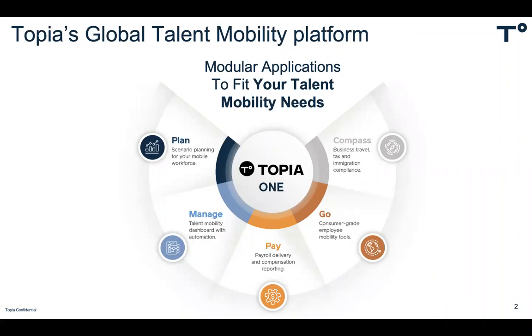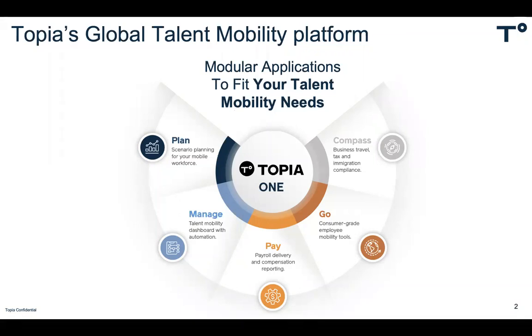And the applications, as you see here, are built on one integrated platform. And this provides you the flexibility and scalability both now and in the future as your program needs grow and change over time. So this empowers you to launch with one module or a few or all of them, whatever best fits your organizational needs. Now, in terms of the modules, today we're going to be focusing on Topia Plan, which is our cost estimate and scenario planning module.